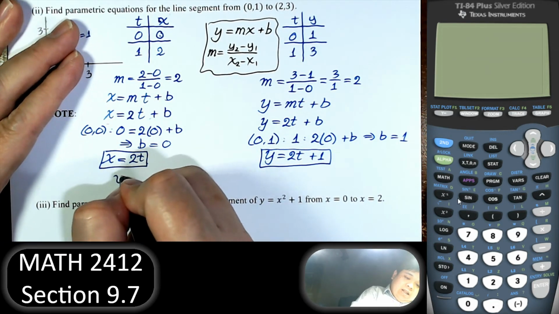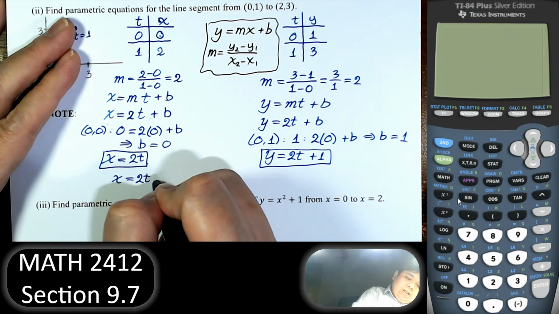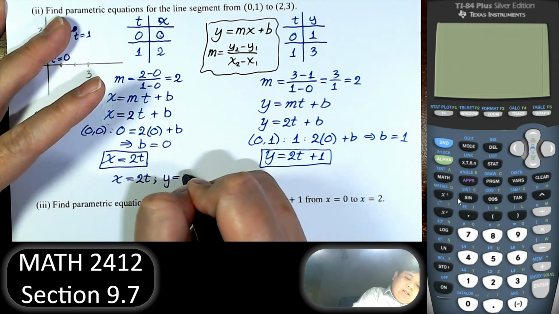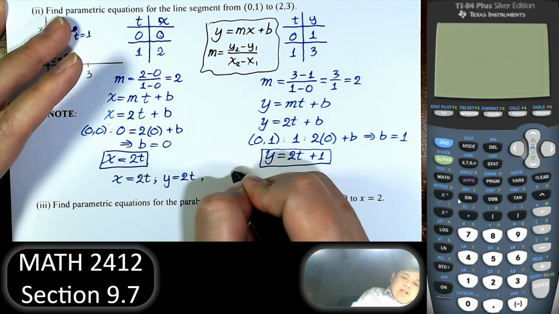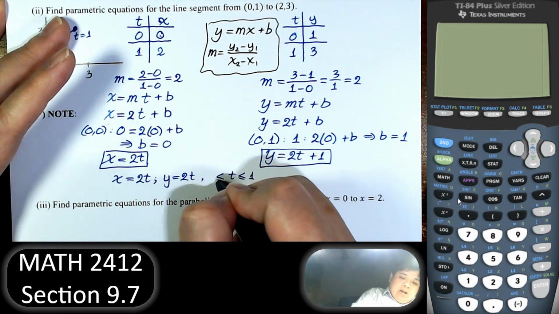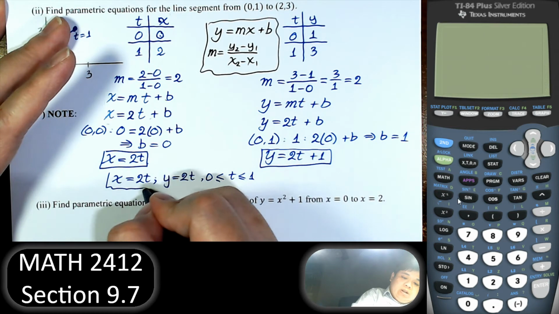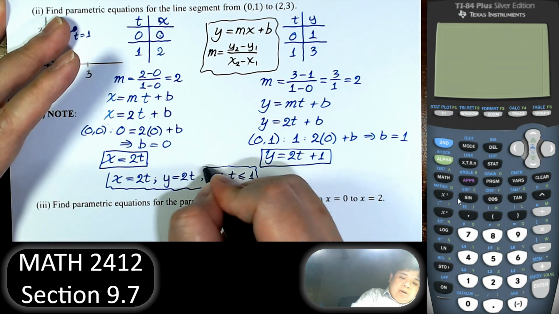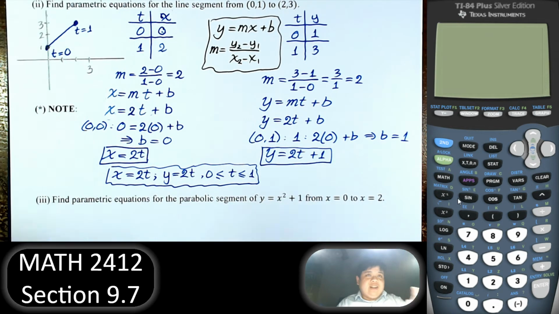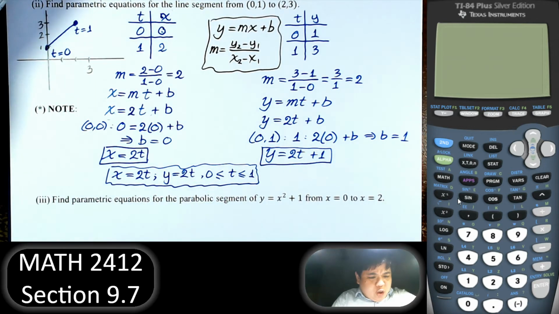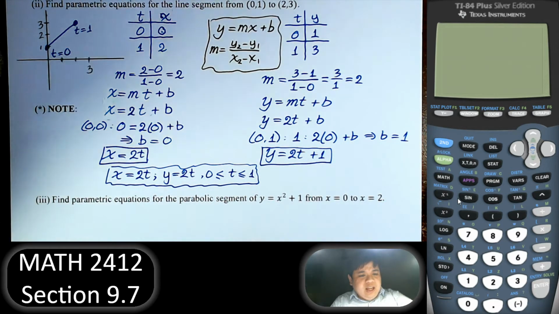So we have x equal to 2t, y equal to 1 plus 2t, where t is between 0 and 1. So this is the parameterization, or the parametric equation, of that line. Right, that's good and all, but that sounds like a lot of work.